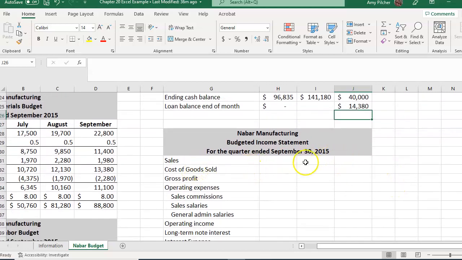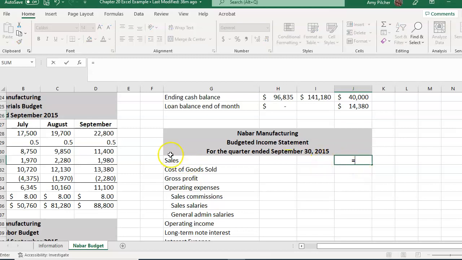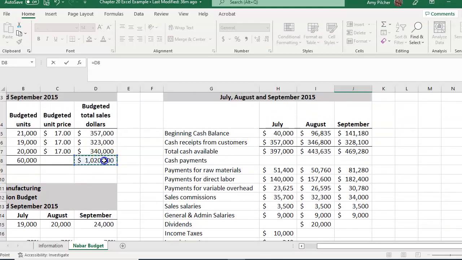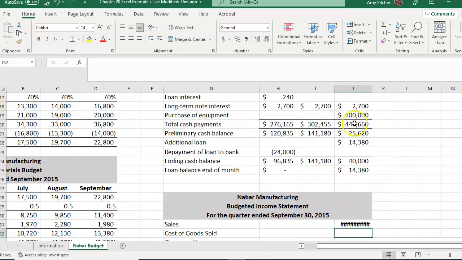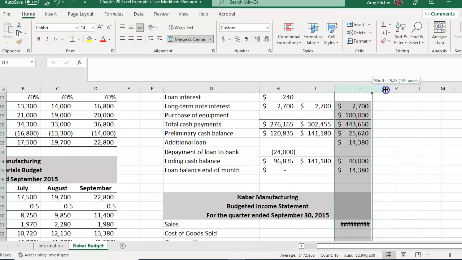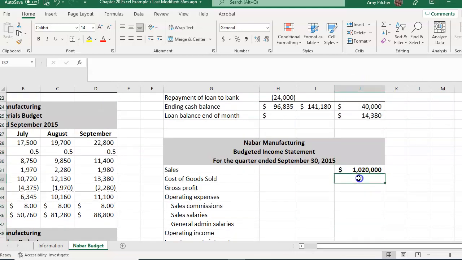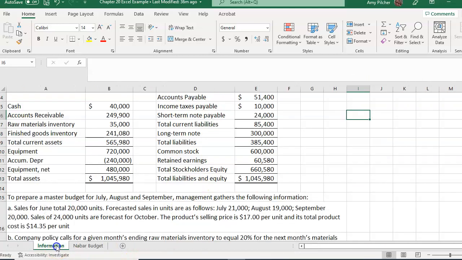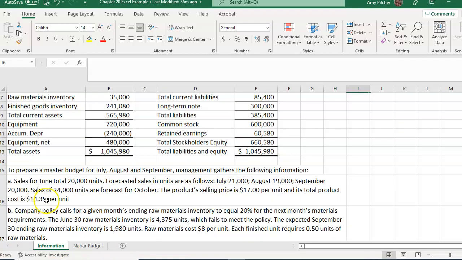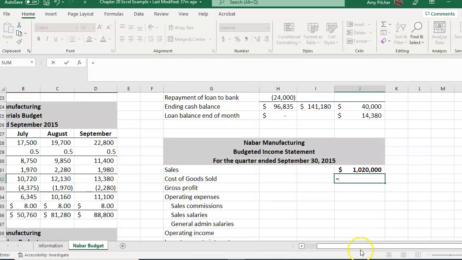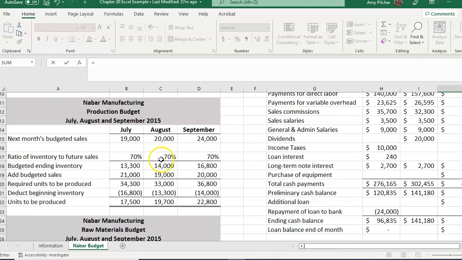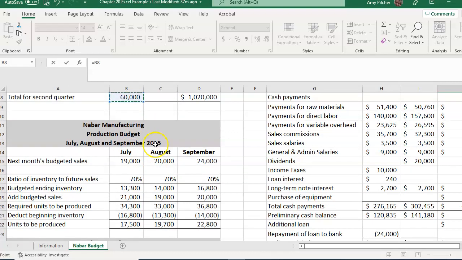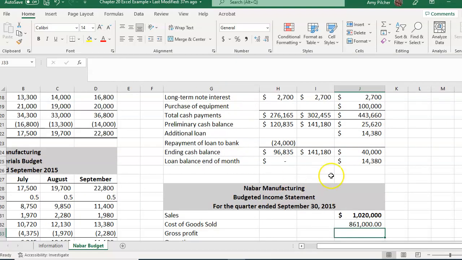Now I can make my income statement. So I have sales. My sales I get from the sales budget, 1,020,000. And let's make that so I can see it. Then cost of goods sold. So it tells me that my product cost is $14.35 per unit. So for sales, I sold 60,000 units times $14.35 per unit.